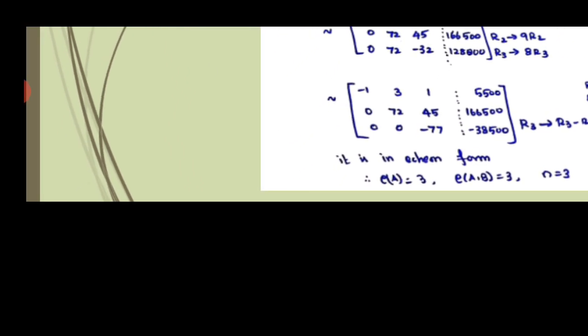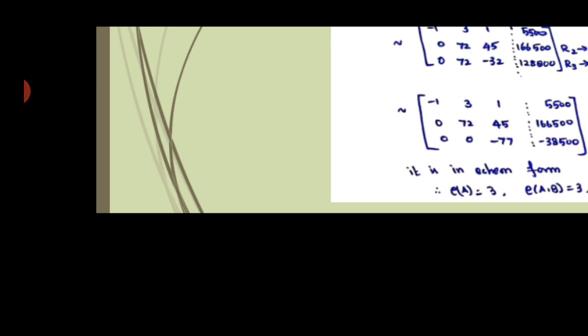So furthermore, we cannot solve this by any other transformation. So it is the last equivalent matrix. In this matrix we got the triangular form of 0. That means it is in echelon form. After finding the echelon form, what do we do? We find the rank of A and rank of A comma B separately.